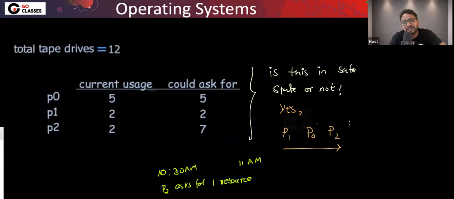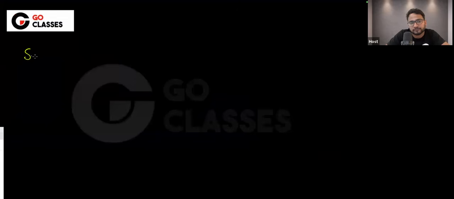What is the safe sequence then telling me? It is only telling me that there exists one sequence in which I can finish the execution without any deadlock. So first you need to understand that the safe sequence is not the execution sequence.